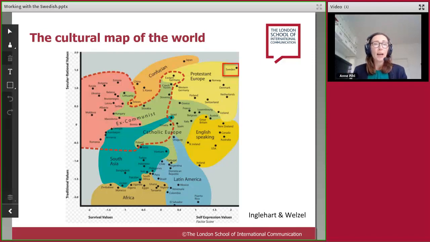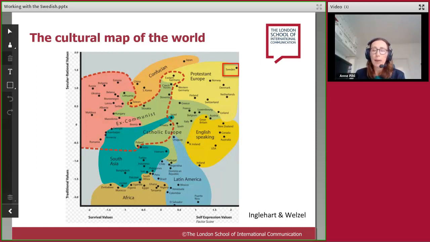Before we get started on values, I thought it would be interesting to show this, the cultural map of the world, which is a map that was devised by Inglehart and Welzel, two political scientists, and it's based on the World Values Survey, which was conducted over 80 countries. And it studies people's beliefs and values throughout the world. So we have two axes here. On the left-hand axis, we have traditional values going up to secular rational values, so non-religious values. And on the bottom axis, we have survival values going all the way through to self-expression values.